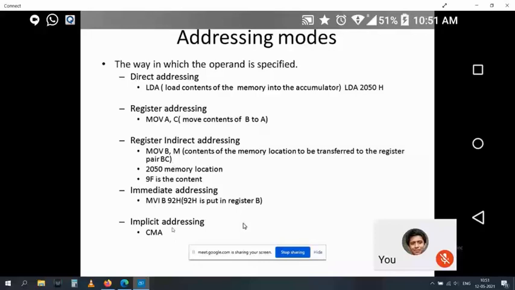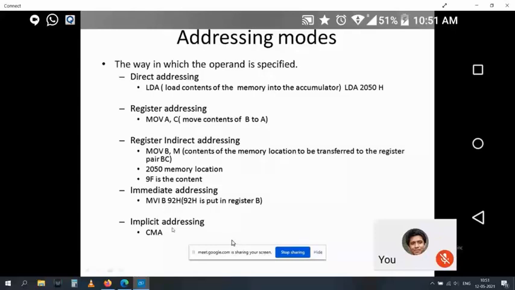Then another mode of addressing is the immediate mode. That is, we saw move immediate. Like MVI B, 92H. Data 92H, I want to move immediately to my register B.